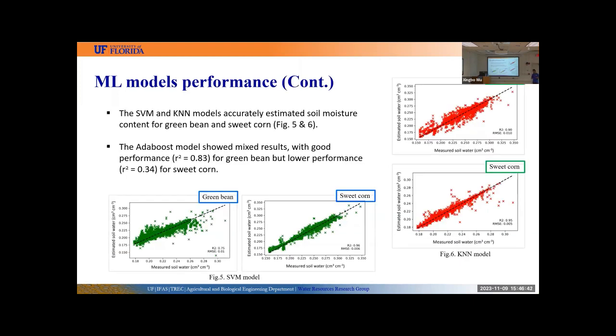And we also observed similar results for the SVM and KNN models, where these 2 models were able to accurately simulate the soil moisture content of green beans and sweet corn with good accuracy. However, we didn't observe similar results for the adaptive boosting model. This model performed better for the green beans dataset than the sweet corn dataset.